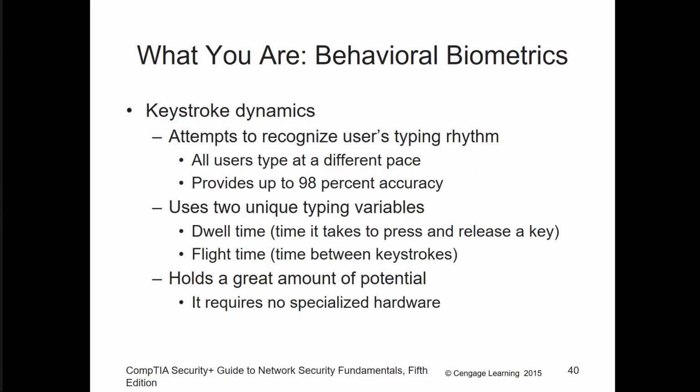Within the keystroke dynamics, attempts will recognize user typing rhythms. It uses two types of unique typing variables, dwell timing and flight time. Dwell timing is the time it takes to press and release a key, where flight time is the time between keystrokes. It's said that each user has very unique dwell time and flight time.